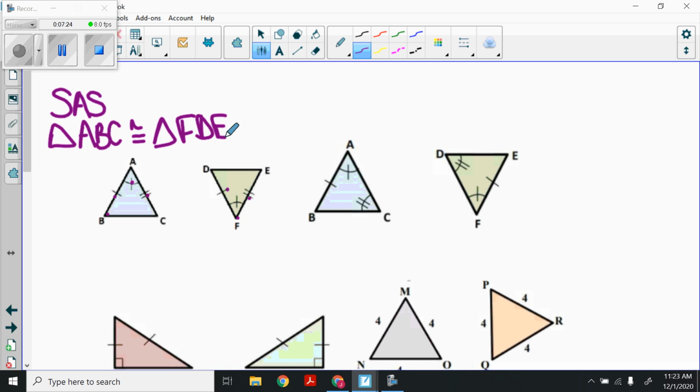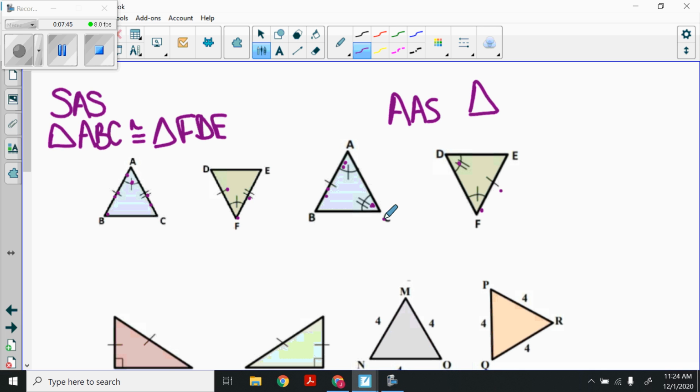My next set over here, I have an angle, and a side, an angle, and a side. So I have 2 angles and then the side not included between them. So that's an AAS. You just write down the order that they're in, consecutive order. That's one of my properties, so triangle.